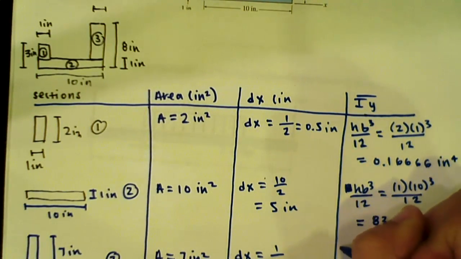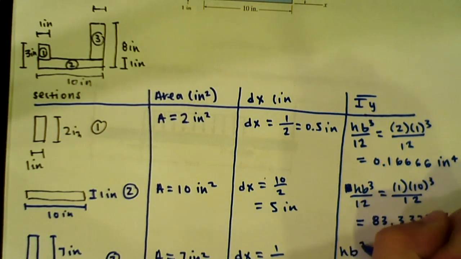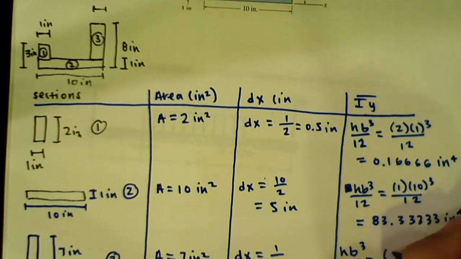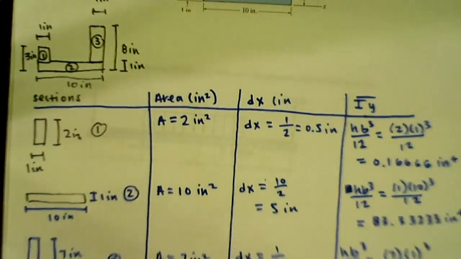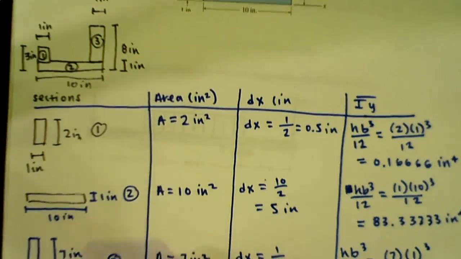And now for the last one, we have h b cubed again since it's a rectangle. And we have 7 times 1 cubed over 12. And then that is going to equal 0.58333 inches to the 4th. So now we have all the components that we need for our Iy equation.